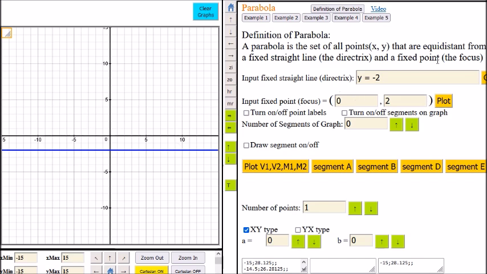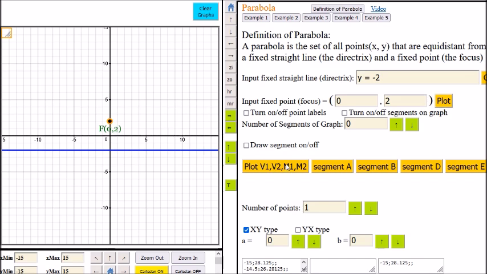And then next, pick the fixed point, and we'll call this fixed point the focus. The focus can be above this directrix line, or it can be below the directrix line. So let's go ahead and pick the point (0, 2). We can pick any point that is above this line or any point that is below this line. And then next, what we want to do is come up with all points that are equidistant from the line and the point.